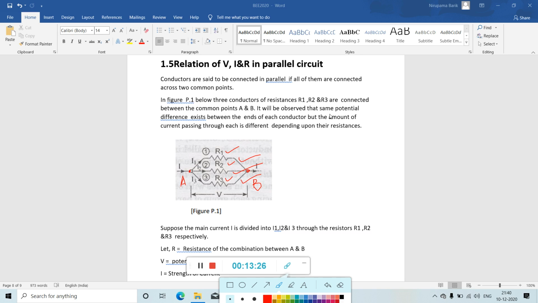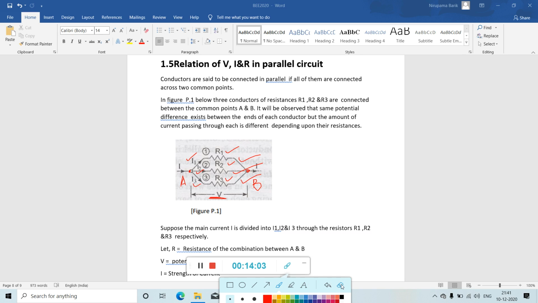It will be observed that the same potential difference exists between the ends of each conductor, but the amount of current passing through each is different depending upon their resistance. So the voltage, or potential difference, across each conductor is V. It is written here, and the current flowing through each conductor is different according to their resistances. So in the first conductor the current flowing is I1, in the second conductor it is I2, in the third conductor it is I3.